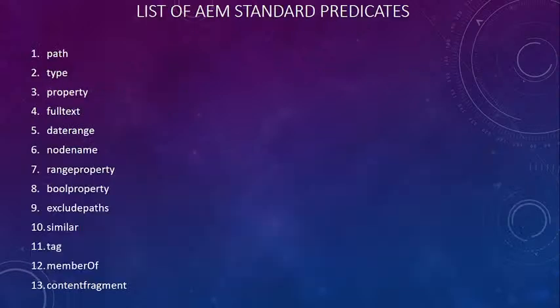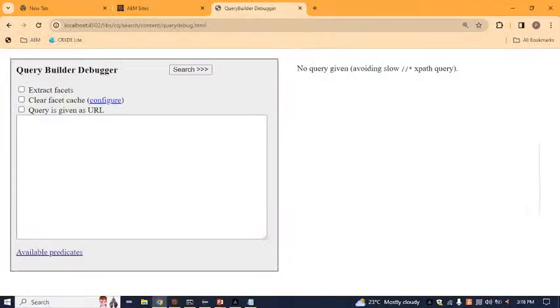Okay, so these are the predicates. We have a lot of standard predicates that we can use according to our needs. Now here you see, this is the GUI, right? On the left hand side, you have to write the query. After that, when you search, you will get the output. This output will show inside this. So this is the output page, right?